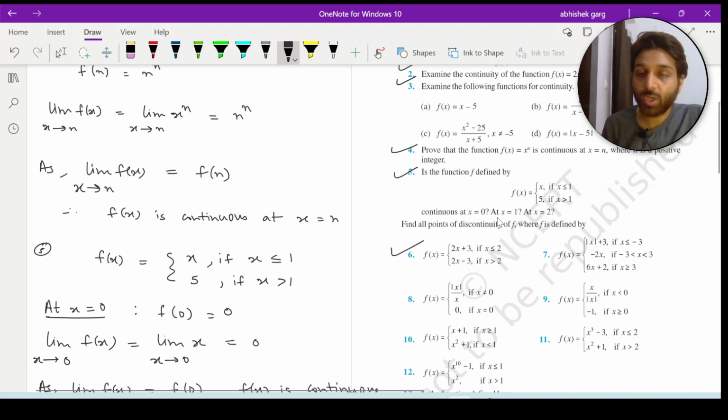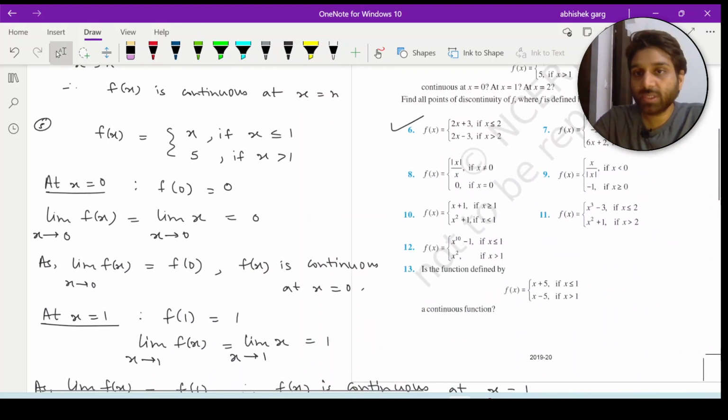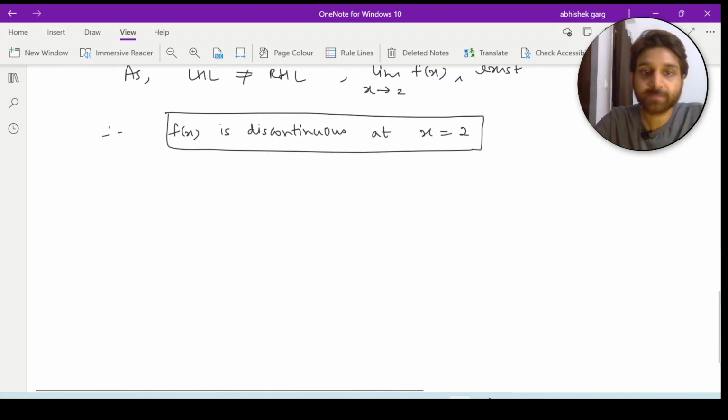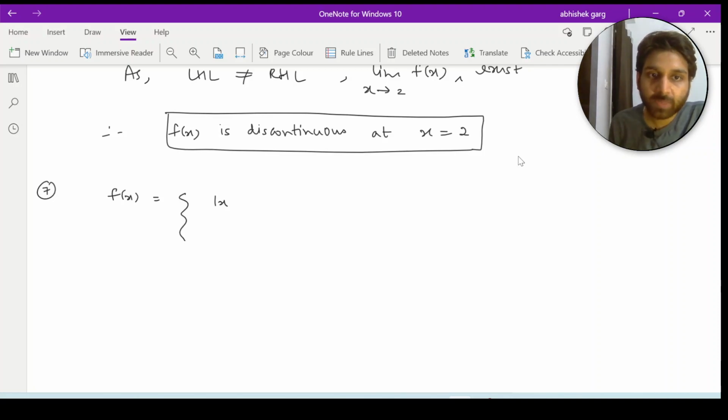Now let us solve question number 7. Question number 7 is f(x) is equal to mod x plus 3 if x is less than or equal to minus 3.